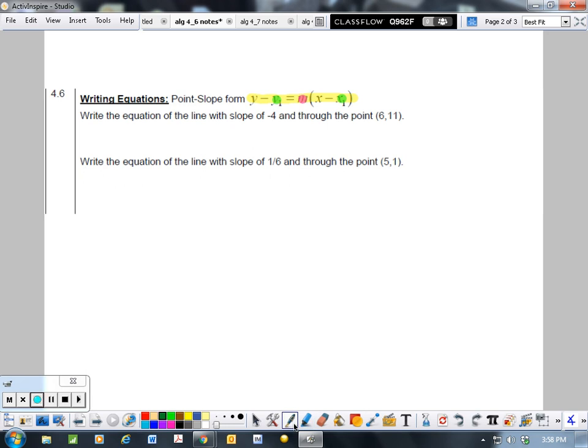So write the equation of a line with a slope of -4. So I'm going to put this in the m spot. And through the point 6, 11. So I'm going to go ahead, I'm going to start with my point slope form. Y minus, now I'm going to write the y value of my point. And the y value of my point is 11 equals our slope, -4, times x minus the x value of my point. And there's the equation of our line.